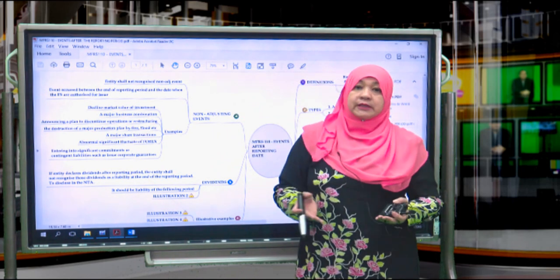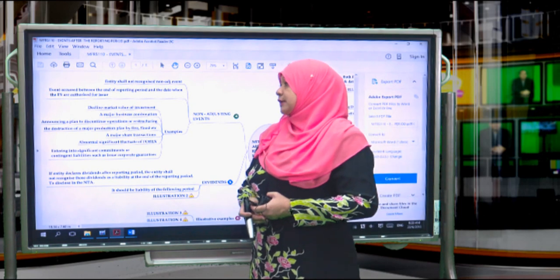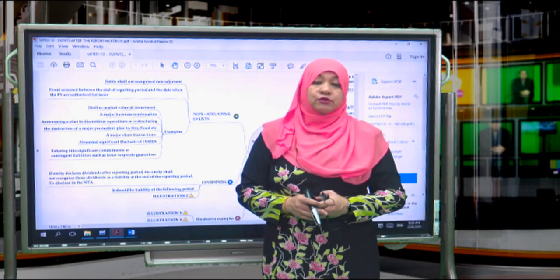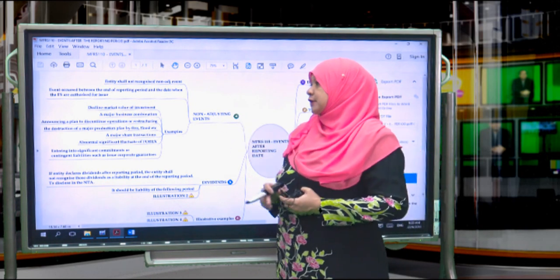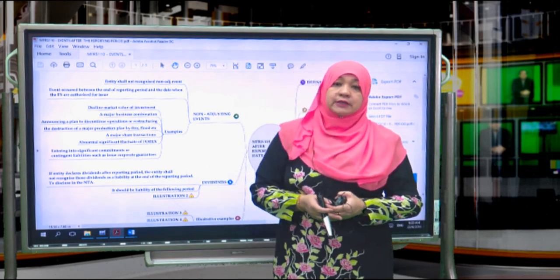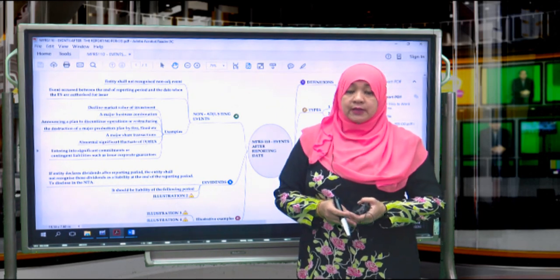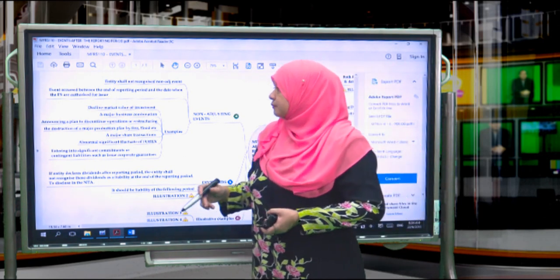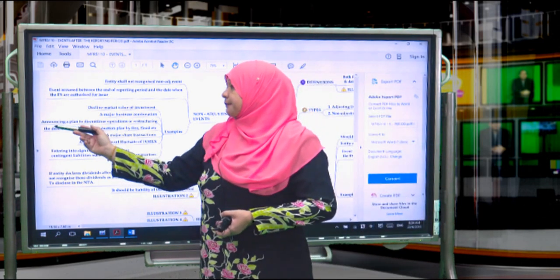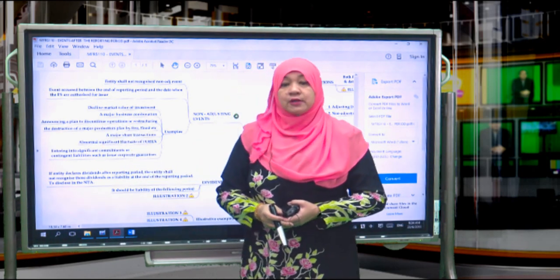Business combination can be acquisition of a subsidiary. In this case, we do not need to adjust for the non-adjusting events. One of the reasons is because if it's related to acquisition of a subsidiary, then they will prepare a different set of financial statements. Now another example is announcing a plan to discontinue operations or restructuring.